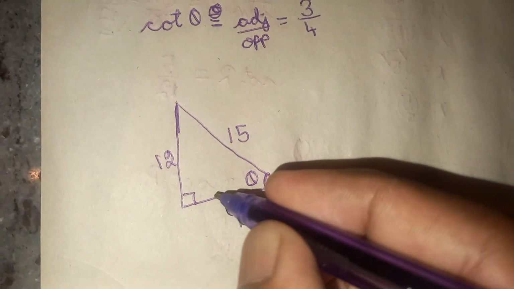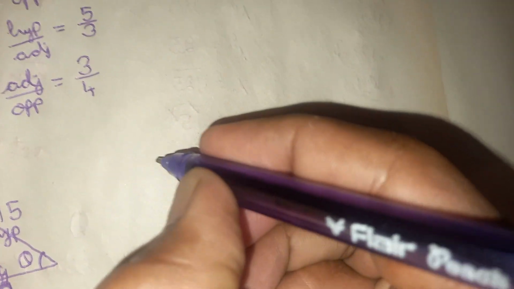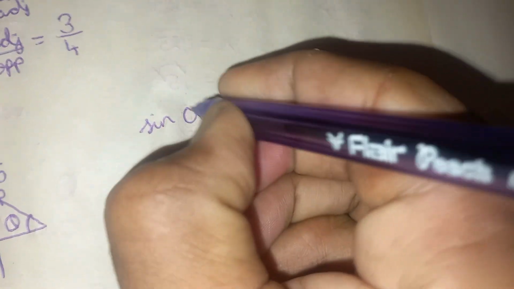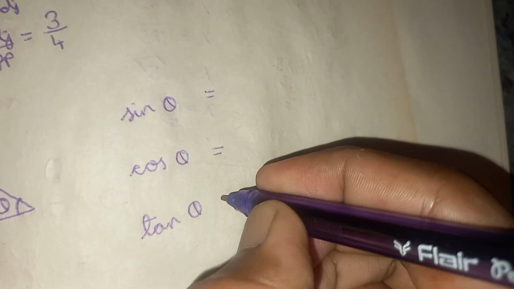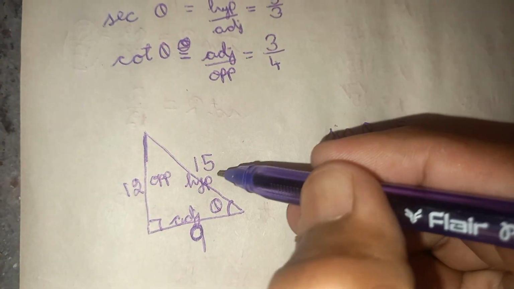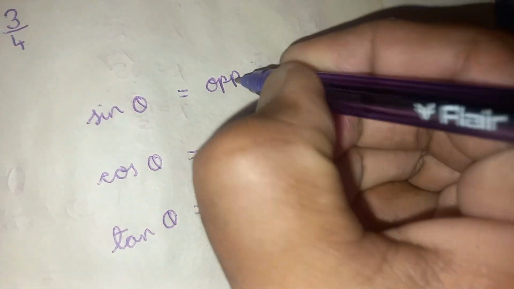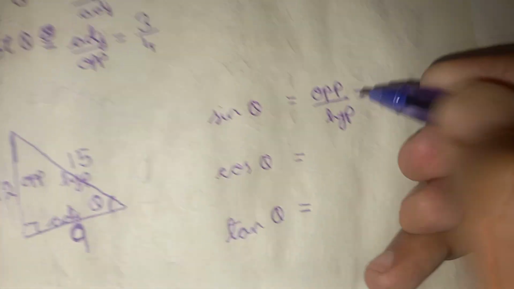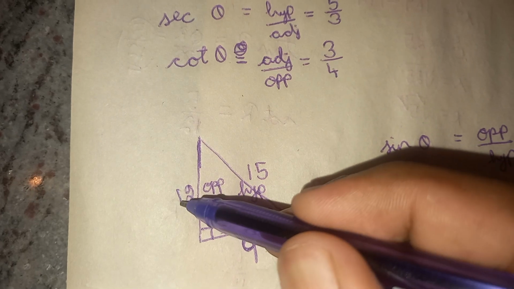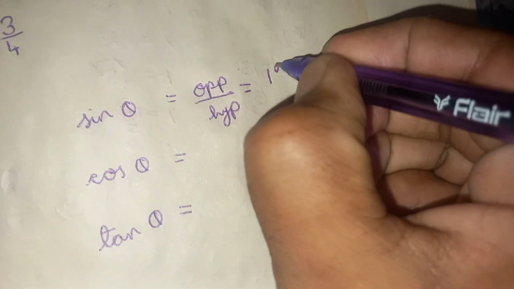If this is theta, this side joining theta is going to become adjacent, this is going to become opposite, and the hypotenuse is always the bigger one. Now let's find three ratios: sine of theta, cos of theta and tan of theta. Sin theta is the basic one, opposite by hypotenuse, which is 12 by 15.